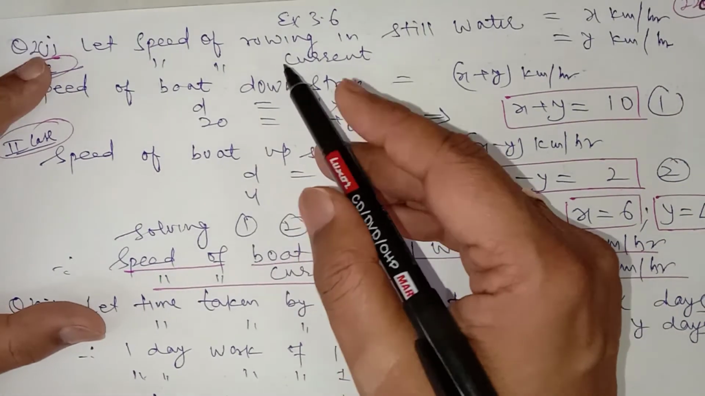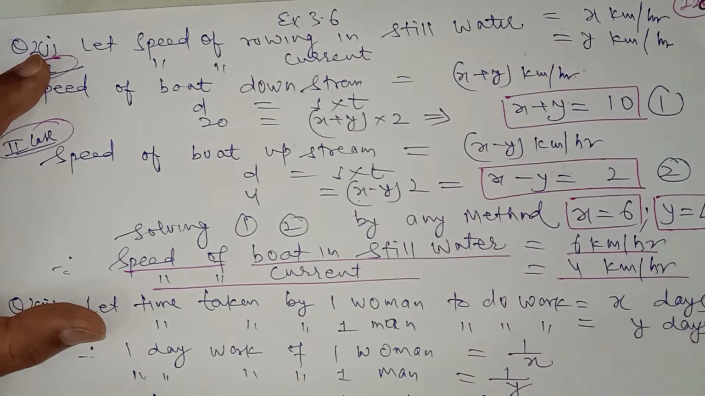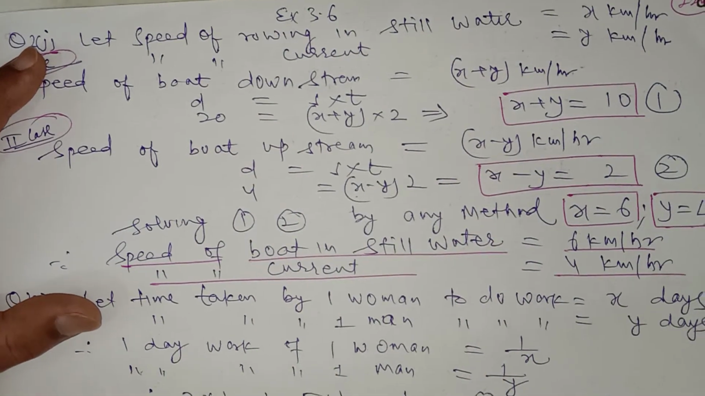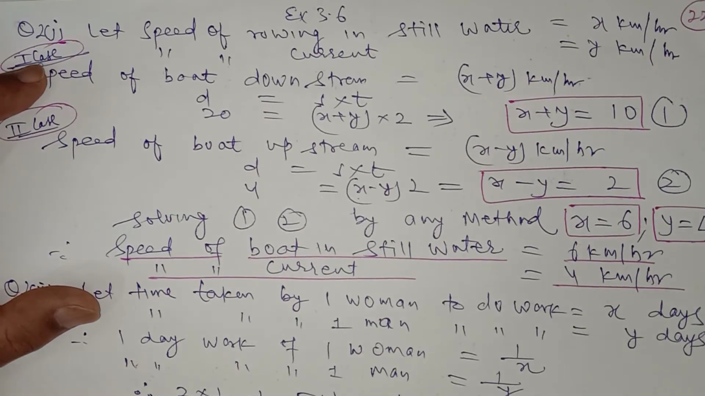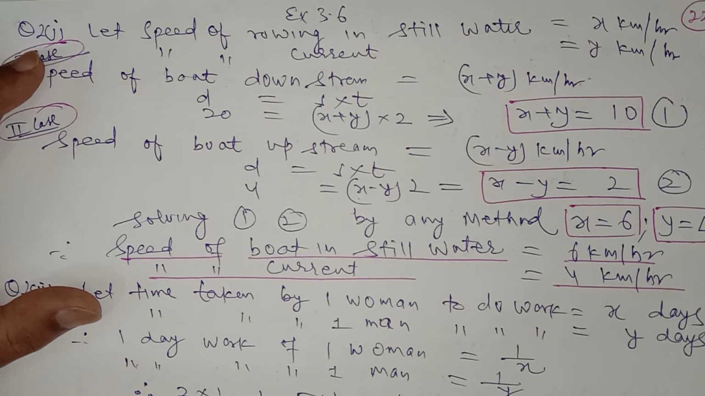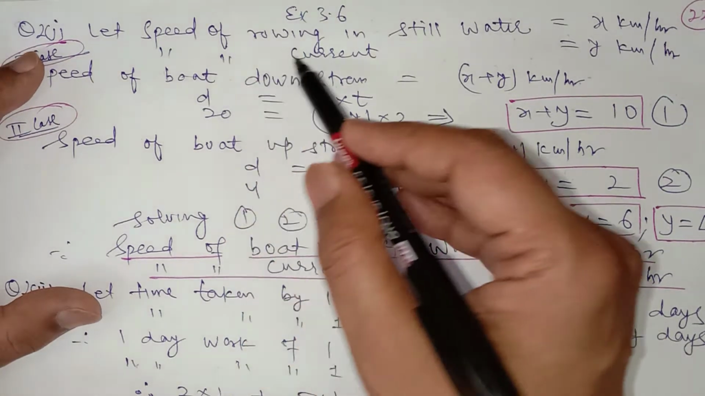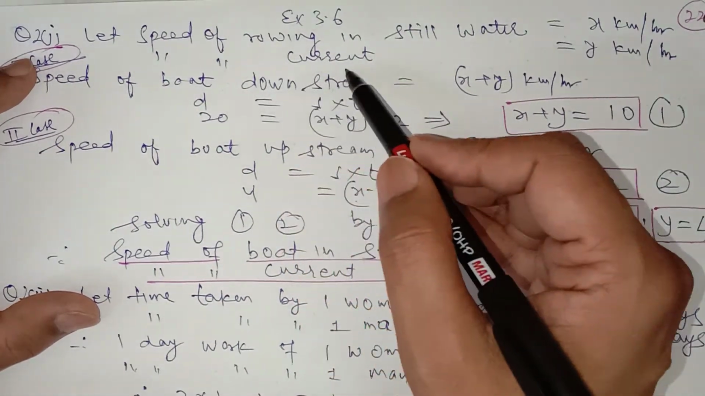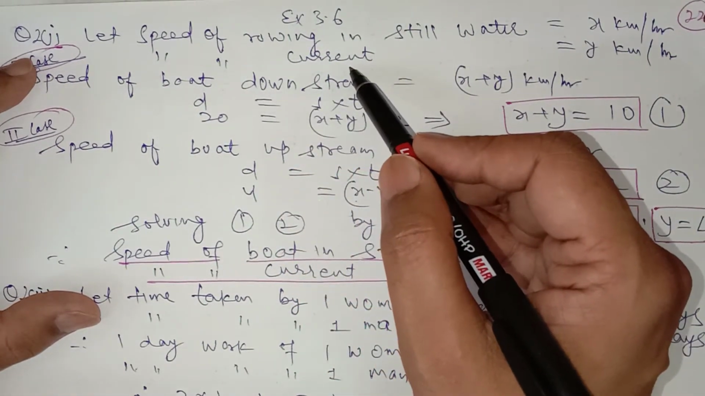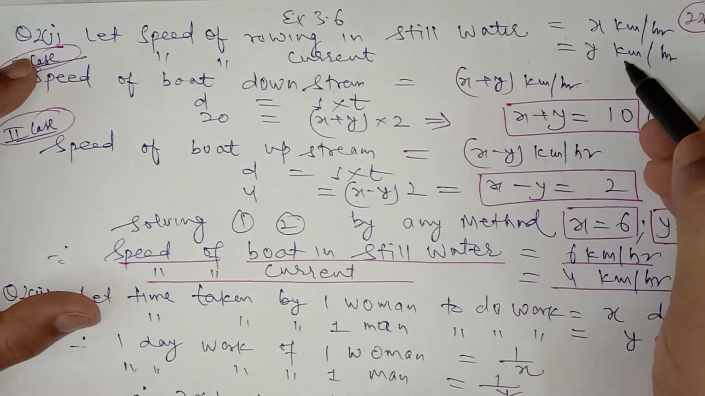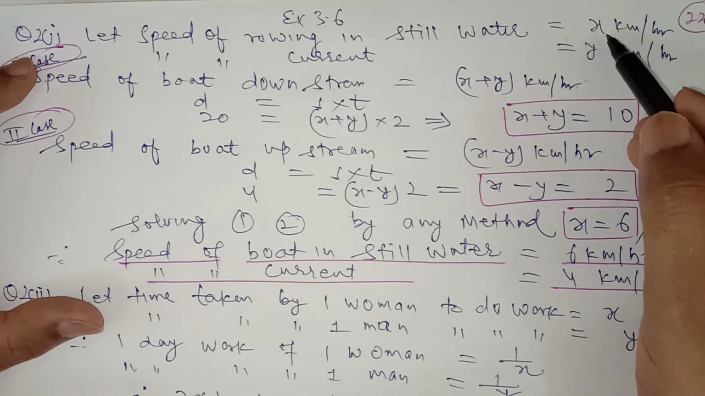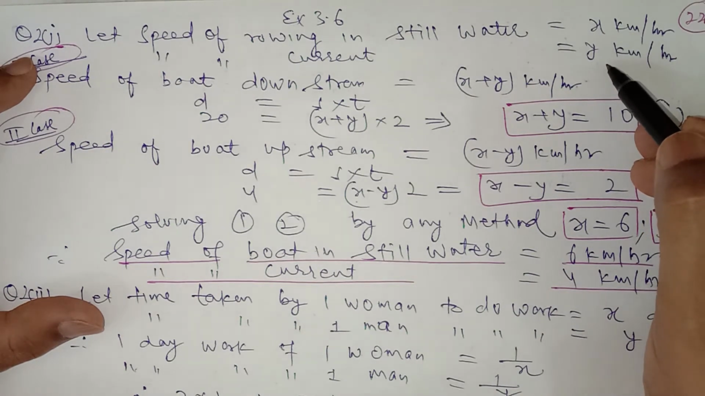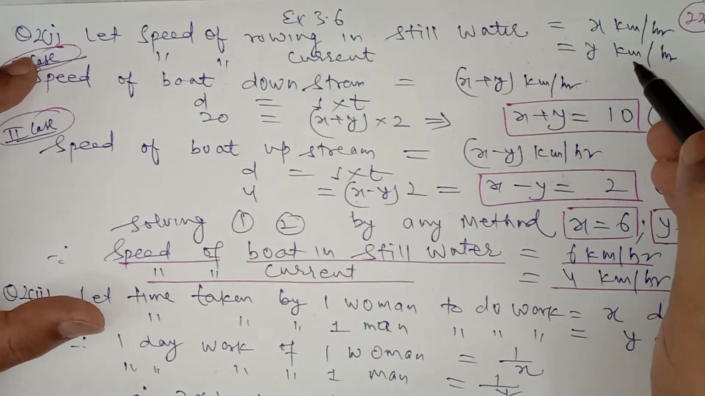So let the speed of rowing in still water be x kilometer per hour, because the actual speed of the boat will be in still water. Still water is like a lake or pond where the water is not flowing. And let the speed of the current, which means the flow of the water, be y kilometer per hour.